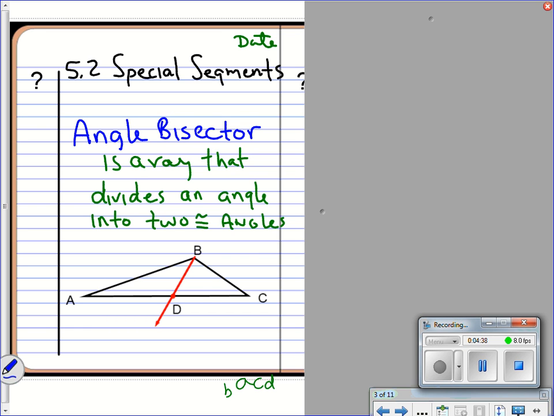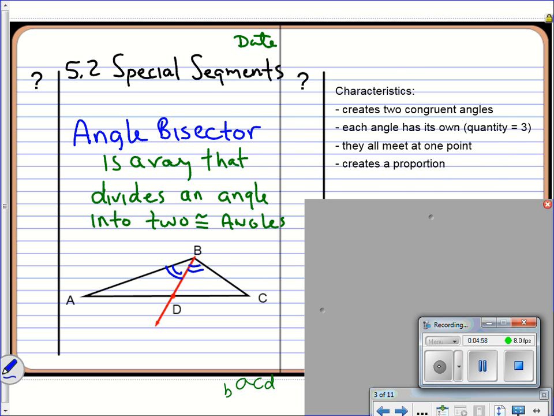So an angle bisector is a ray or a segment or a line, it doesn't matter, that divides an angle into two congruent angles. In a triangle, that's exactly what it would look like there. Okay, so what we do is we'd want to come in and mark those angles as being congruent. There's different ways that we mark congruent angles, but that's just one of them.